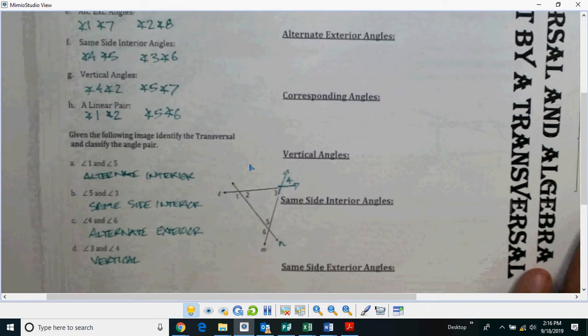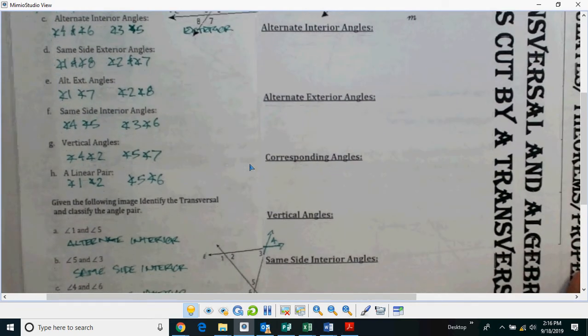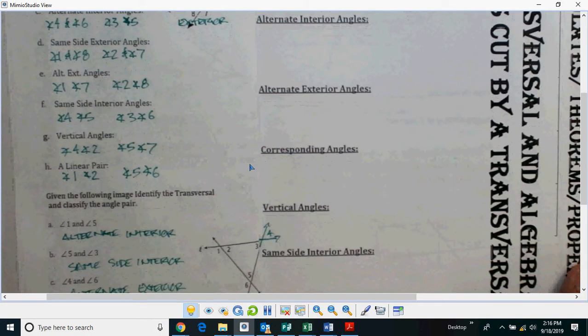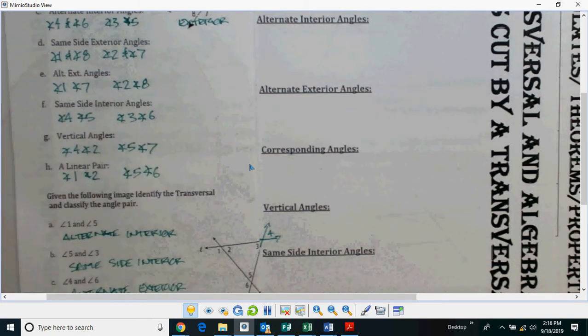Next to do is I want you guys to take about 2 or 3 minutes and list at least 2 for each of these on the next page. On your mark, set, go. List at least 2.